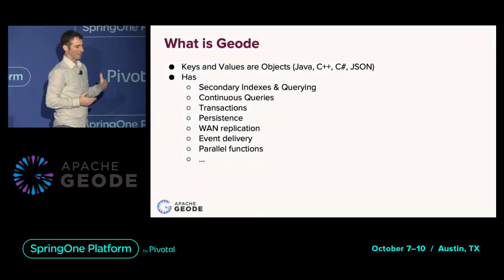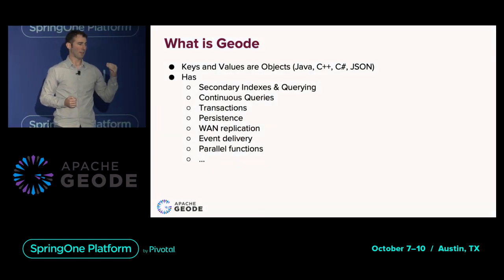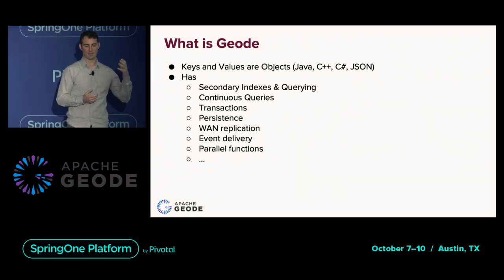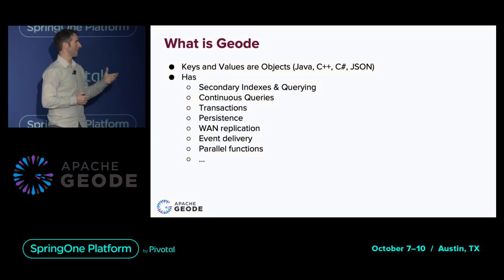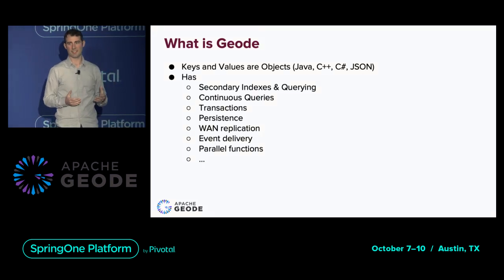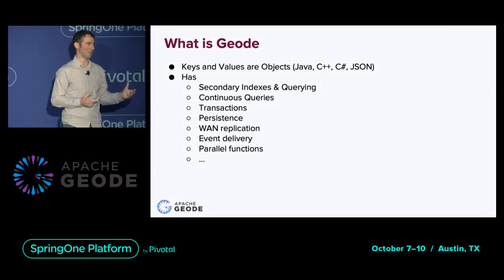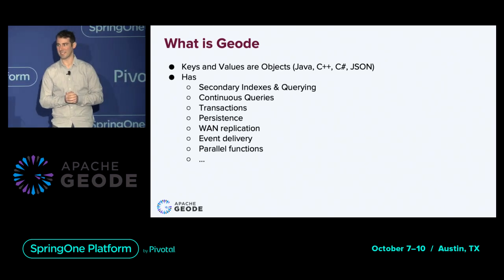In Geode, when we talk about a key value store, our keys and values are actually objects, or actually graphs of objects, complex graphs of objects. So you can basically store Java objects or C++, C#, JSON documents, and we have a serialization layer that manages compatibility between all of those things. So you're not just storing blobs, you're storing these complex objects.